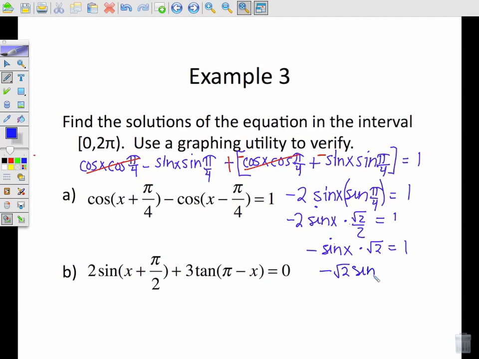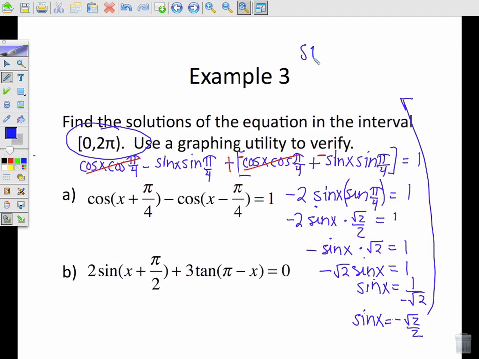Or I can write that as negative root 2 sine of x equals 1. And I need to divide by the negative root 2 over 2, or the root 2 over 2. This is sine of x equals 1 over negative root 2. I need to rationalize that. So here's what I'm looking for. I'm looking for sine of x. When is it equal to negative root 2 over 2 within the interval of 0 to 2 pi?